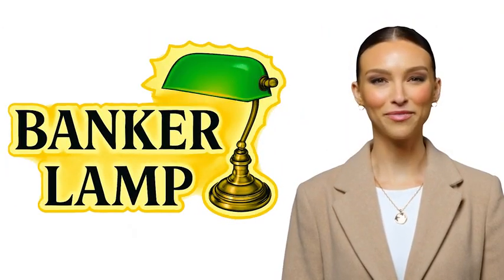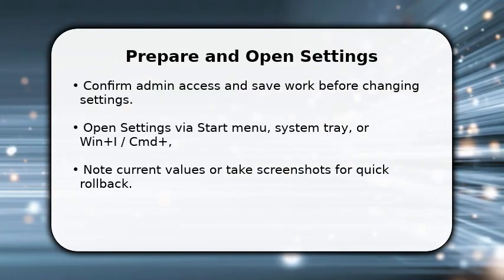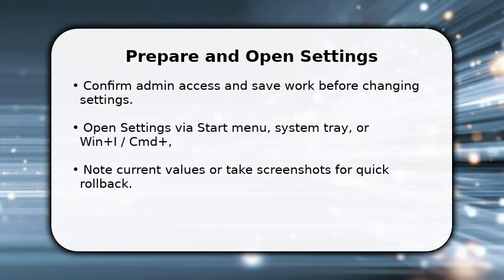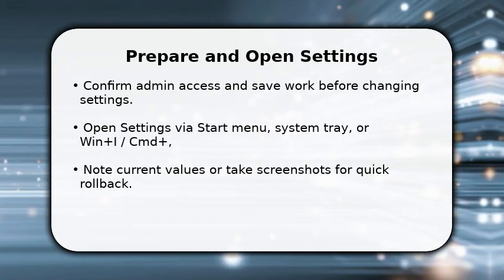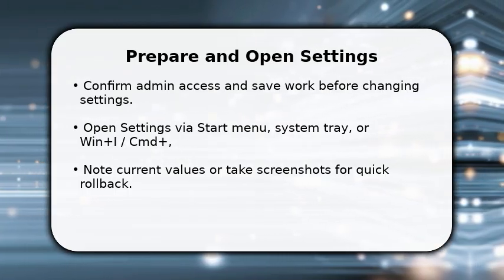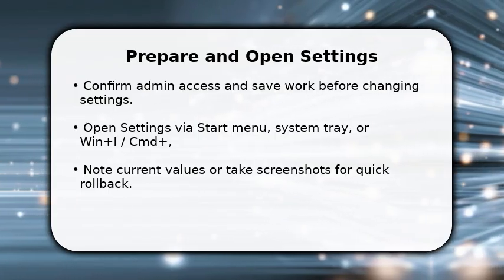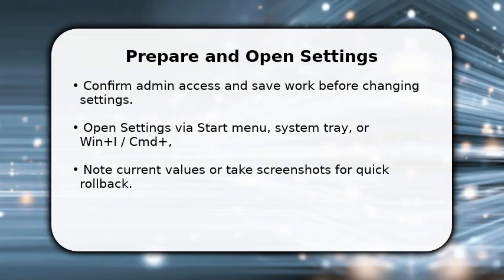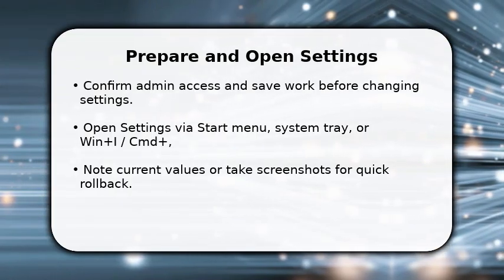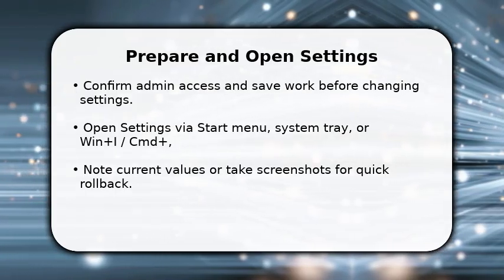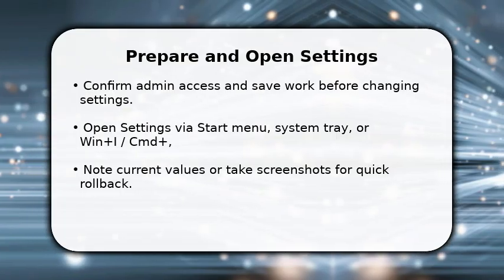Please enjoy the video. You need admin rights and a current backup before you change anything. Once ready, open settings using Start, the system tray, or press Win plus I or CMD plus comma on macOS. Make sure to save all open files so updates won't interrupt you. If a setting is unfamiliar, take a screenshot or jot down the original value. This makes rollback simple. Now locate the specific category you want to change, such as display, network, or privacy, and click to begin adjusting options.